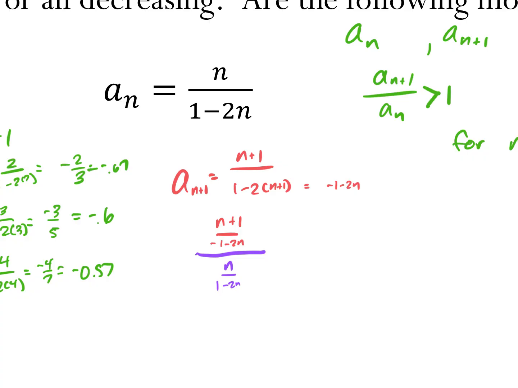Everybody good? We feeling comfortable? And I don't know about you guys, but this looks icky to me. Fractions within fractions, I don't like it. So I'm going to go ahead and multiply by 1 minus 2n over n instead. We feel good about that.